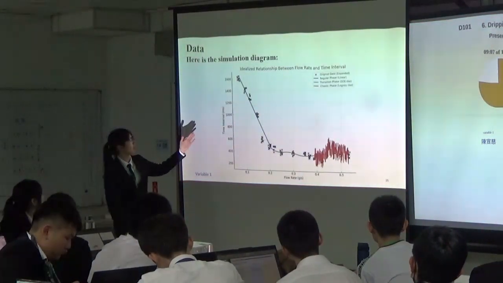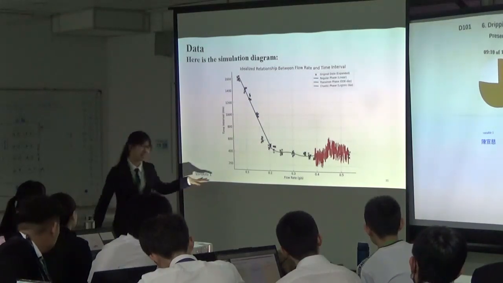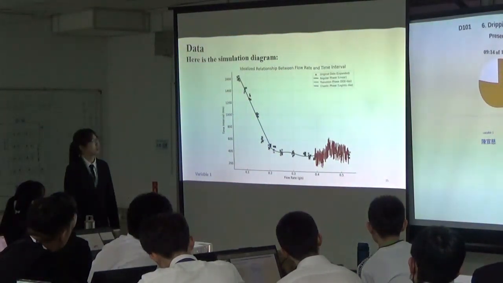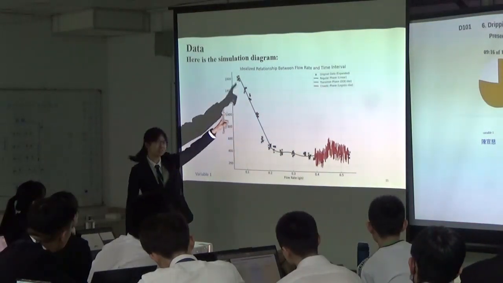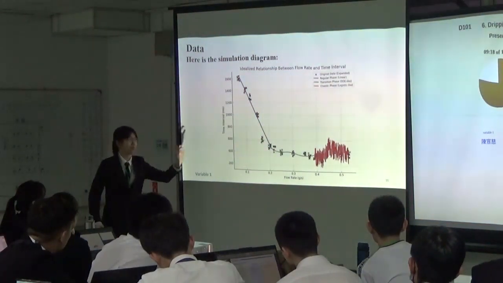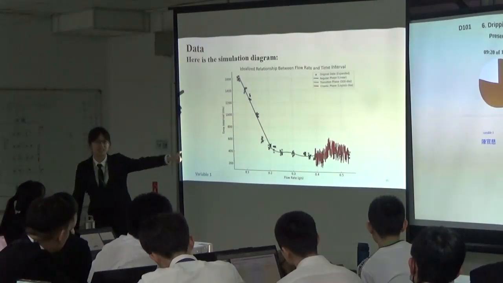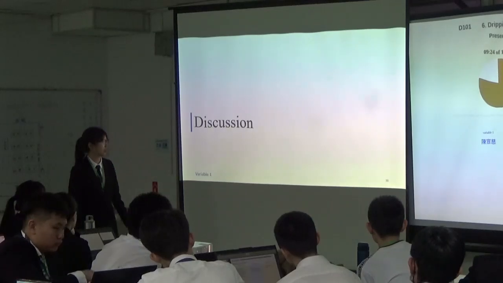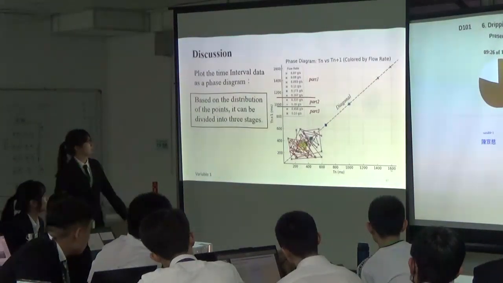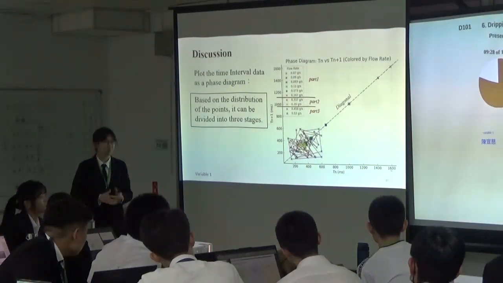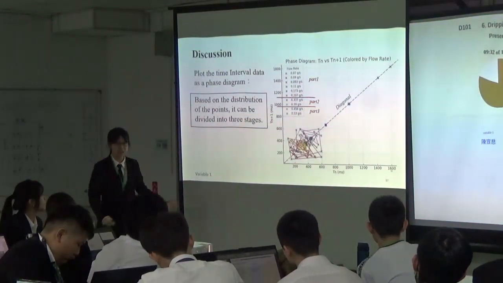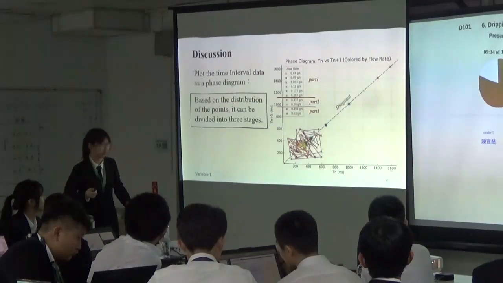So here's our data. We plot it into a diagram like this. The x-axis is the flow rate, and the y-axis is the time interval. The black crosses are the real data we get, and the lines are simulation results. And here's our discussion. We will discuss our real data plotted into the phase diagram, and also our simulation results.